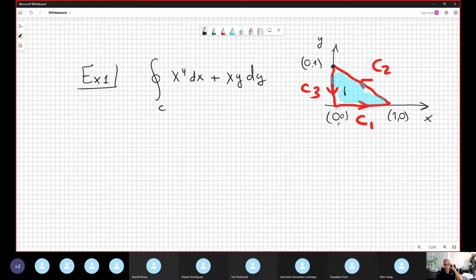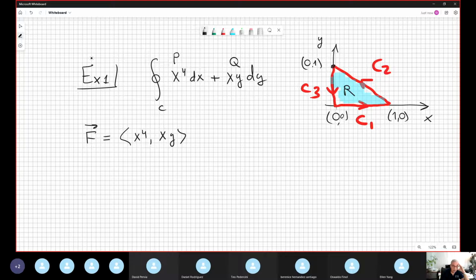It is this. Okay? First of all, I need to understand where my vector field is. This line integral generates circulation, I suppose, because of the plus. So now the vector field is given by this guy P and this guy Q. The vector field is (x to the 4th power, xy). This is the vector field.